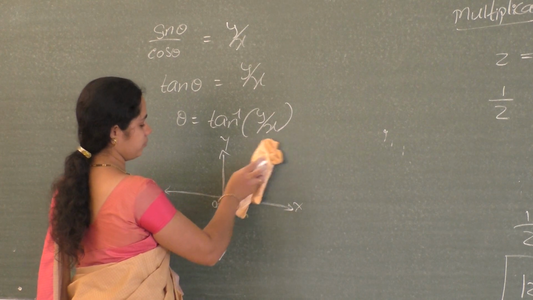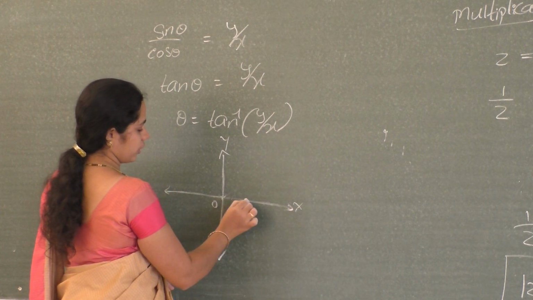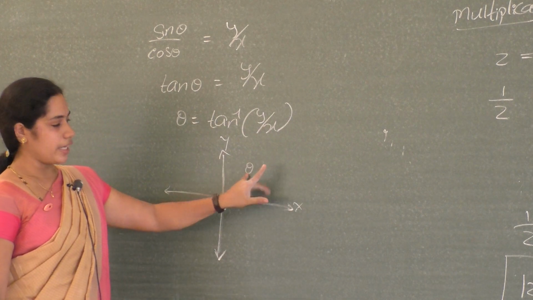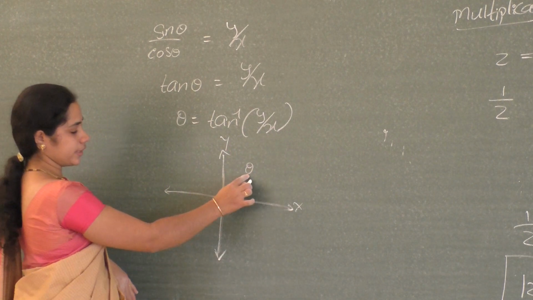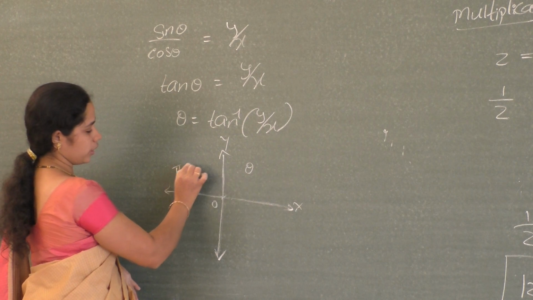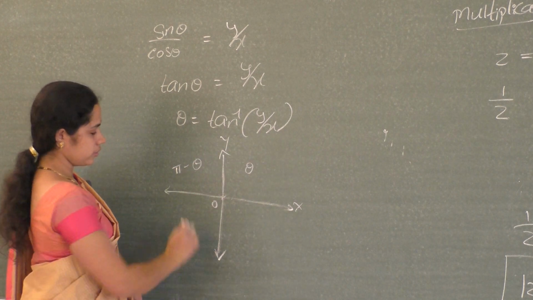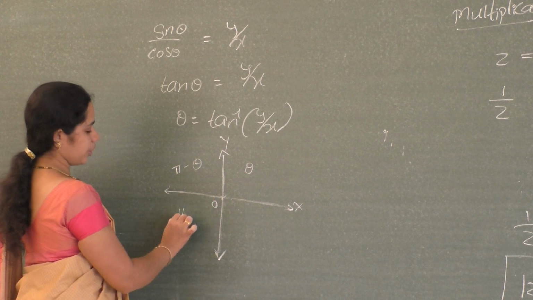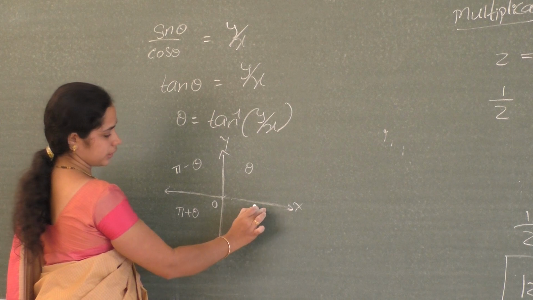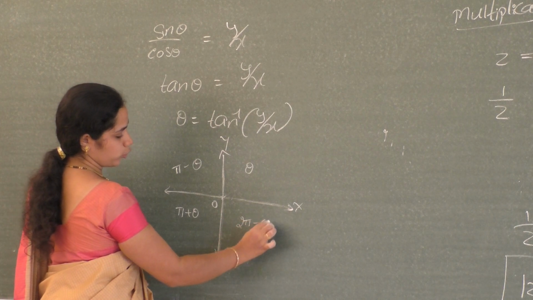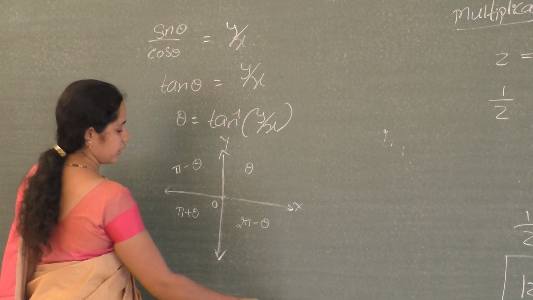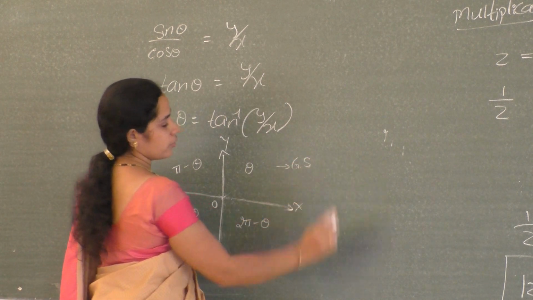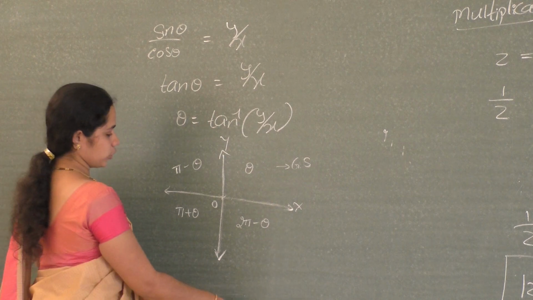To find out theta here, now suppose the value is in the first quadrant. In the first quadrant, the value of theta will be theta as it is. Suppose that is in the second quadrant, it will be pi minus theta. If it is in the third quadrant, here it will be pi plus theta. If it is in the fourth quadrant, it will be 2 pi minus theta. Now this is the general solution.